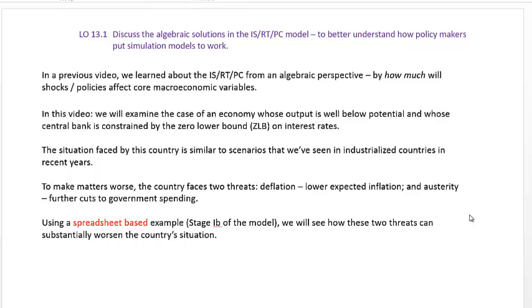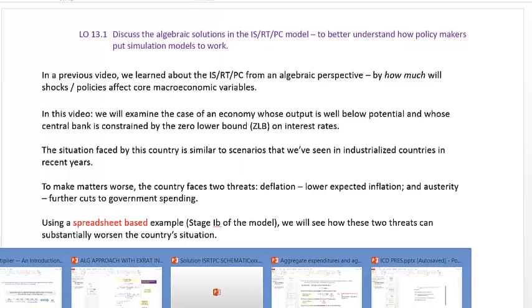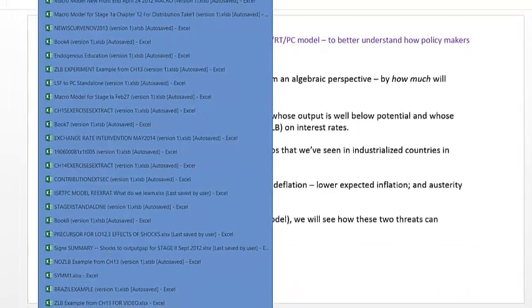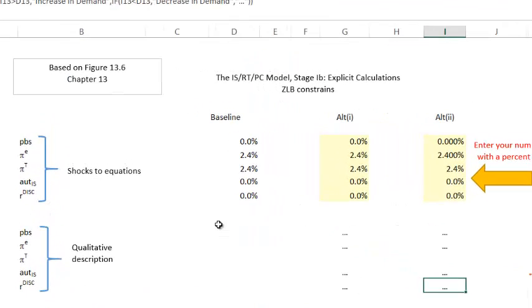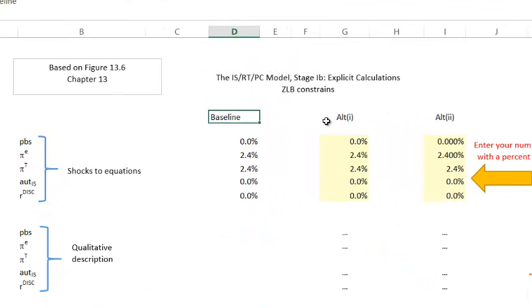So we're going to be switching now over to our spreadsheet-based example, and this example is based upon stage 2B of the model. Here we have, as usual, three scenarios: a baseline, Alt 1 and Alt 2, and under the baseline it's very benign. There's no shocks and full credibility. The expected inflation rate is equal to the target inflation rate.